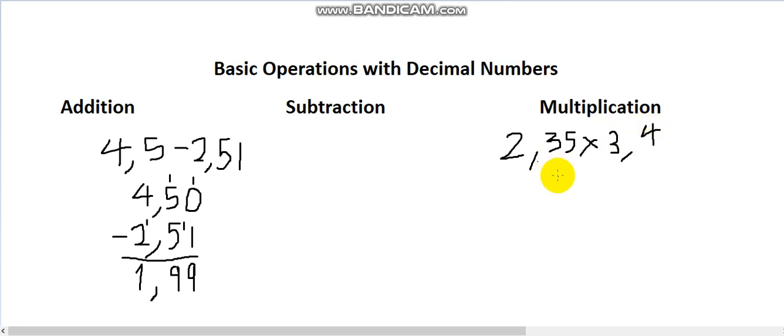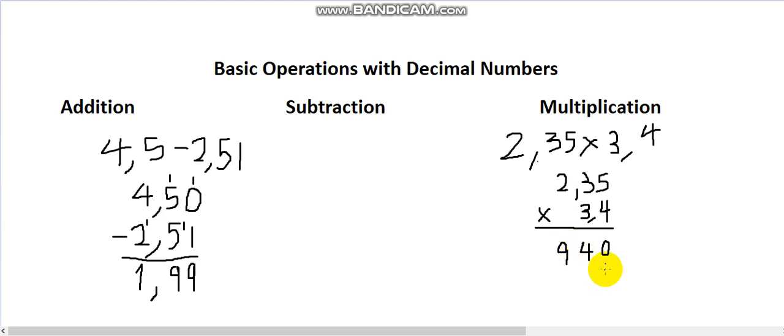I'm going to write these numbers as if there is no comma and multiply them as if there is no comma, as if there are no decimal points. Like so. So if there were no decimal points, I would just say 4 times 5 makes 20, write the 0, carry the 2. 4 times 3 makes 12, plus 2 that I carried over makes 14, write the 4, carry the 1. 4 times 2 makes 8, plus 1 that I carried over makes 9.